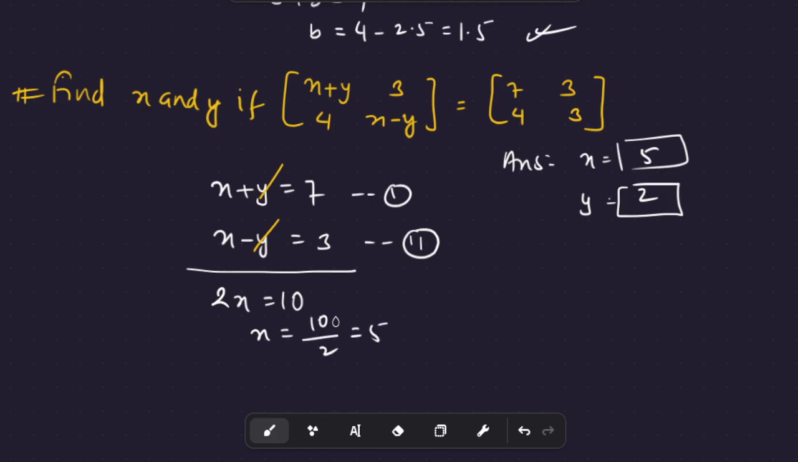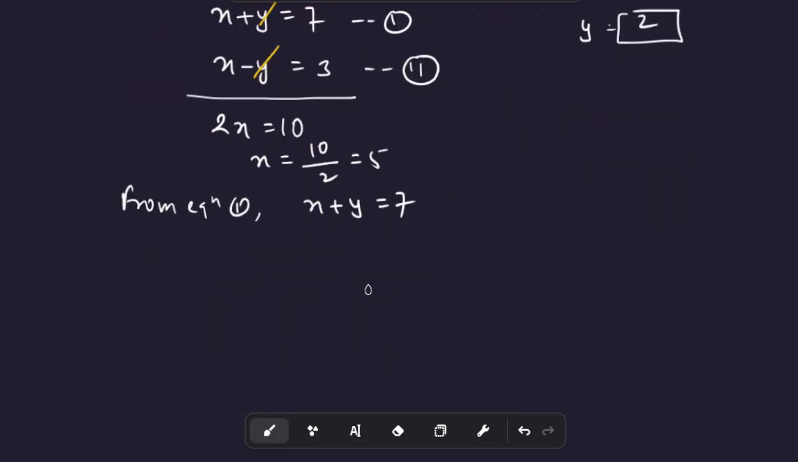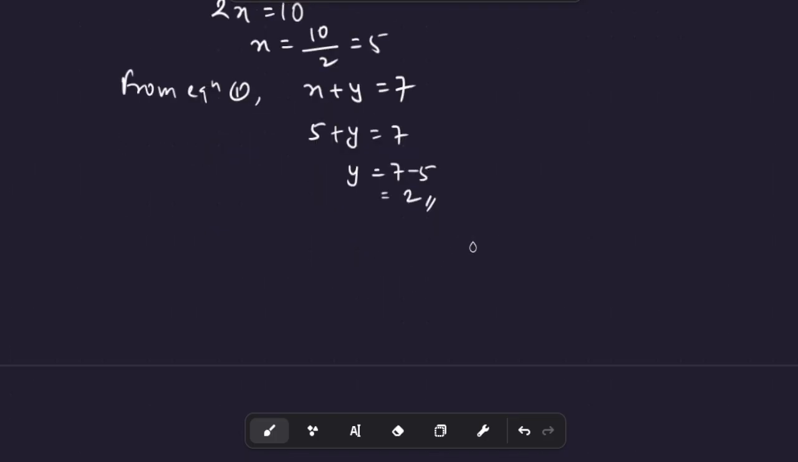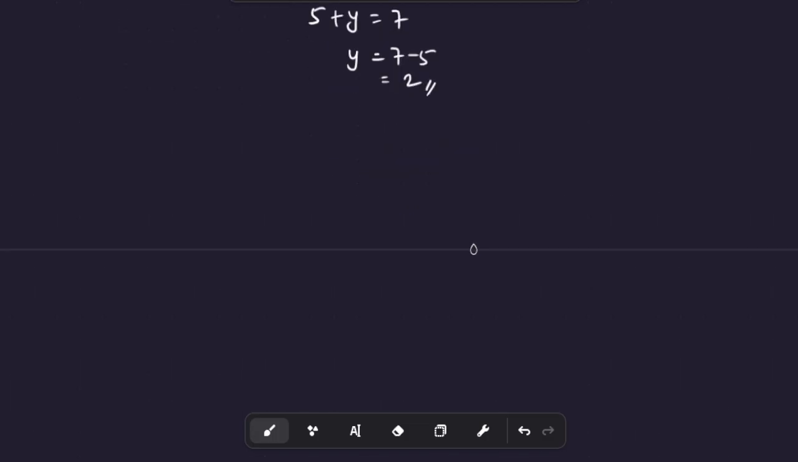Now this same value of x should be substituted in the first equation. From equation 1, x plus y equals 7. Now the value of x is 5. 5 plus y equals 7. Y equals 7 minus 5, which is equal to 2. We got the value of y as 2. Okay, x is 5, y is 2. The answer matches here.